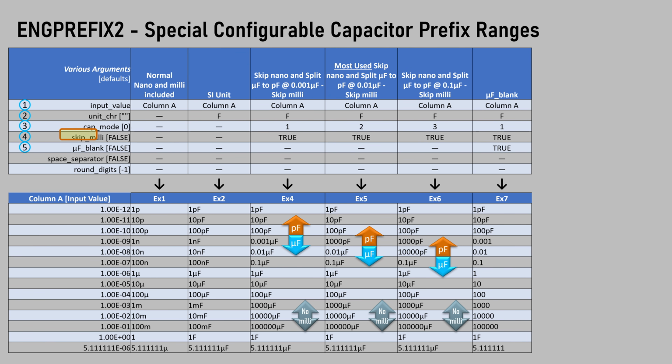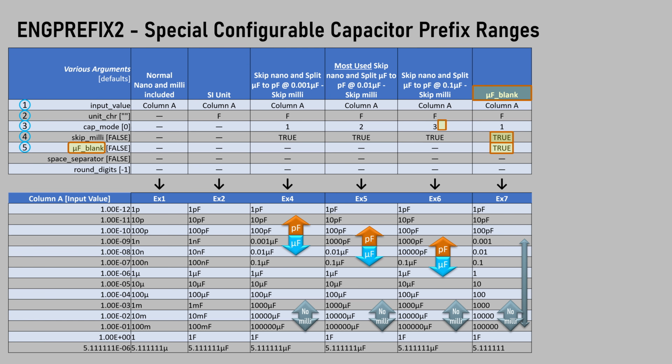The next argument is microfarad blank. It does what it says. Everything that would normally be marked microfarad will be blank. With it set to true, here are the values with no prefix or unit. With the skip milli set to true, all the values that would have been milli are calculated to be microfarads, so they show up as blank as well.